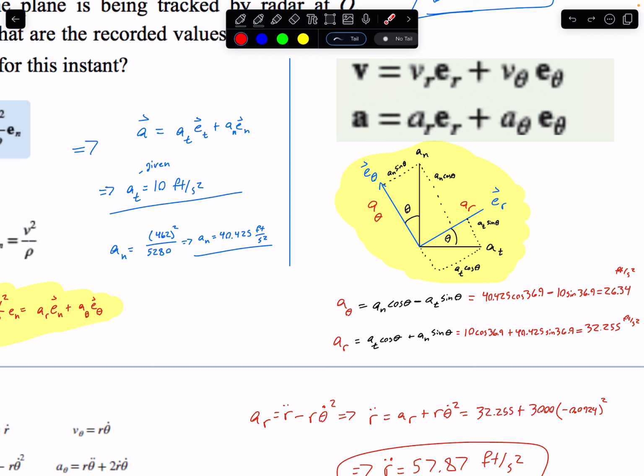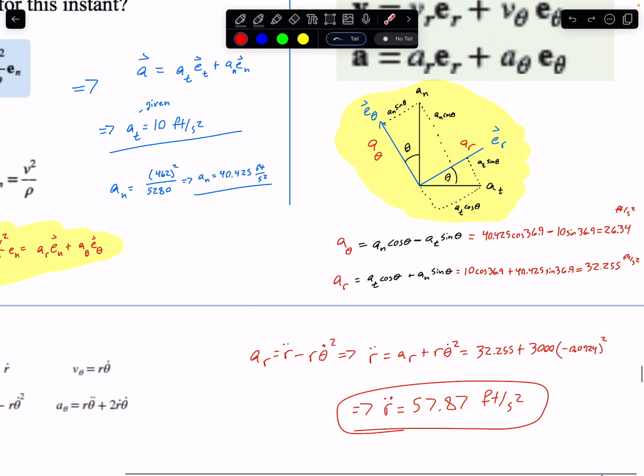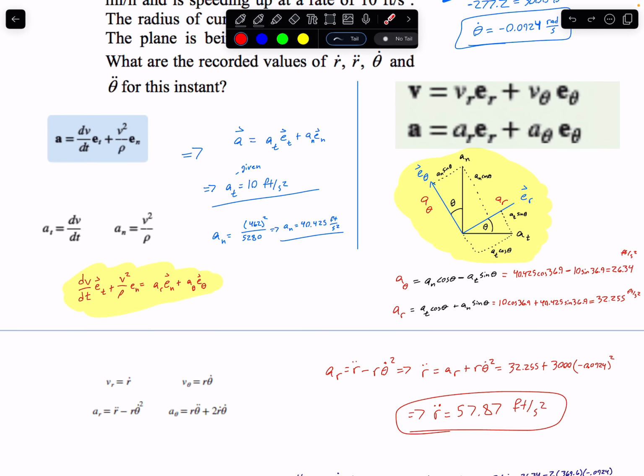A tangent is given, we have to calculate the A normal, but we have the velocity, and we are on a 1 mile radius, so it's 5,280 feet. And then calculating this is still A omega, AR.